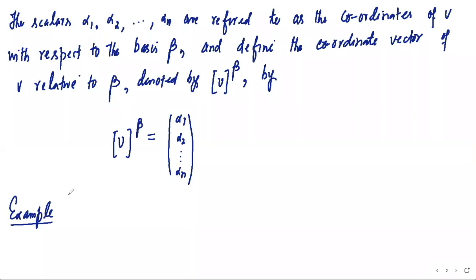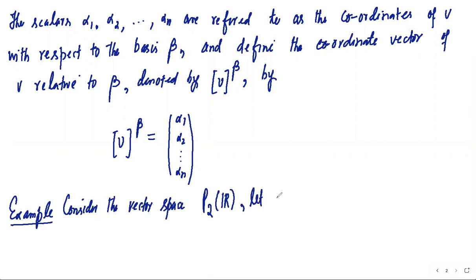Example. Consider the vector space, suppose P2 of R. And suppose V is equal to, we have to choose this V as a vector of P2 of R. So now tell me, some polynomial which is in P2 of R.